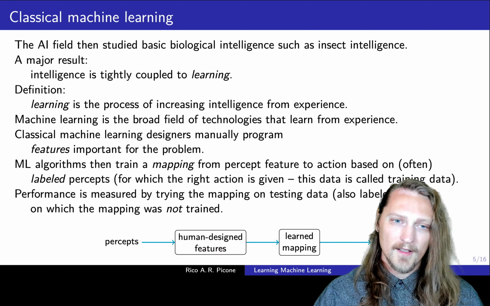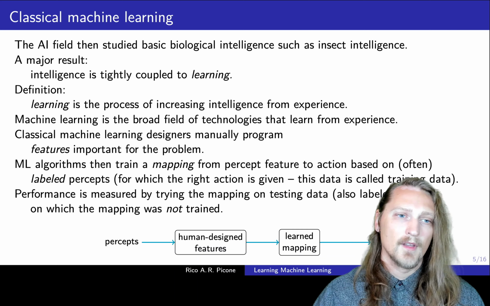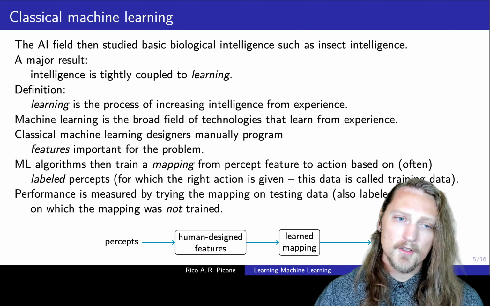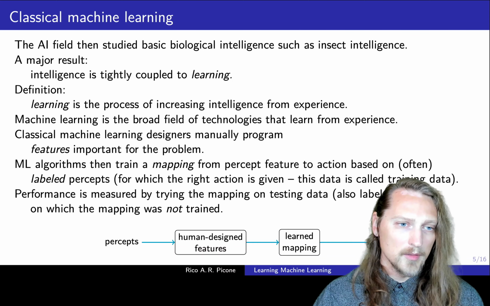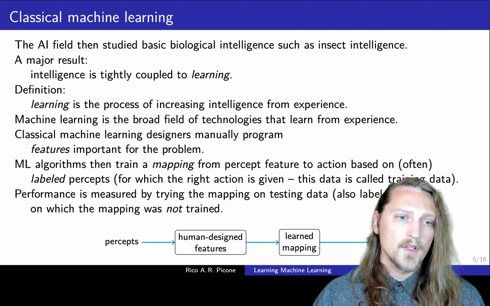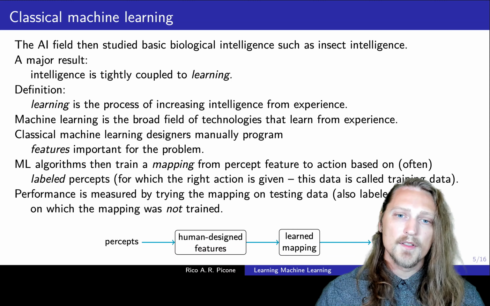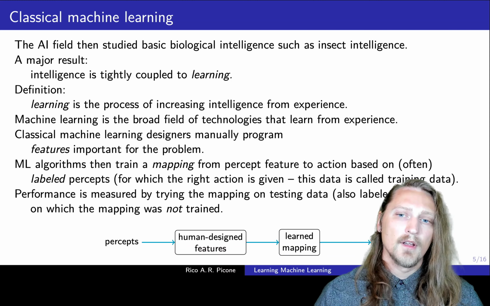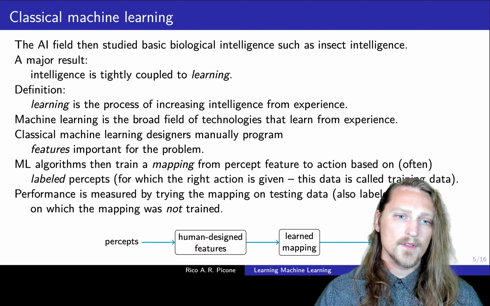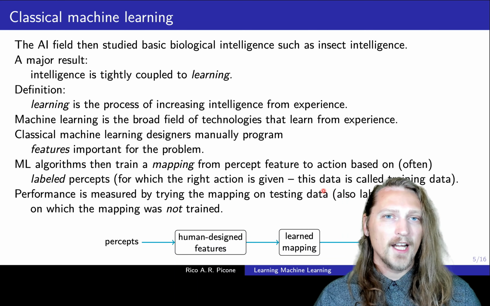Machine learning is the broad field of technologies that learn from experience. Classical machine learning designers manually program features important for the problem. Okay, so aspects of the problem that are important. Machine learning algorithms then train a mapping from percept feature to action based on often what we call labeled percepts for which the right action is given. This data is called training data.